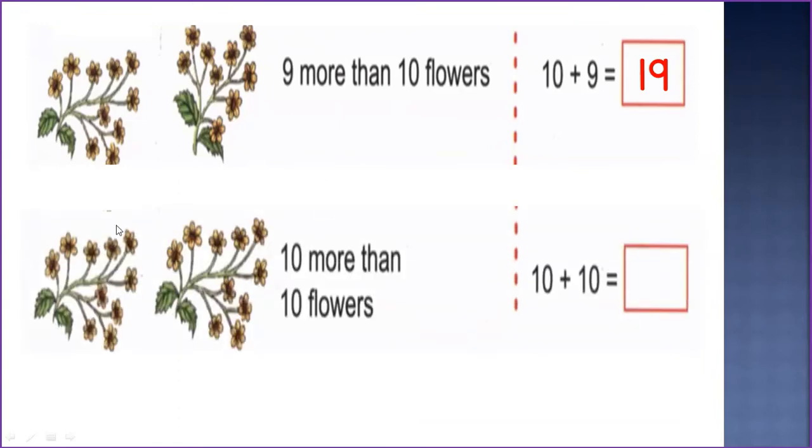10 flowers, a bunch of 10, it is also a bunch of tens. 10 more than 10 flowers, it becomes how many? 10 flowers. Okay, 11, 12, 13, 14, 15, 16, 17, 18, 19, 20. Yes, 20. 10 and 10 become 20. 20 flowers.